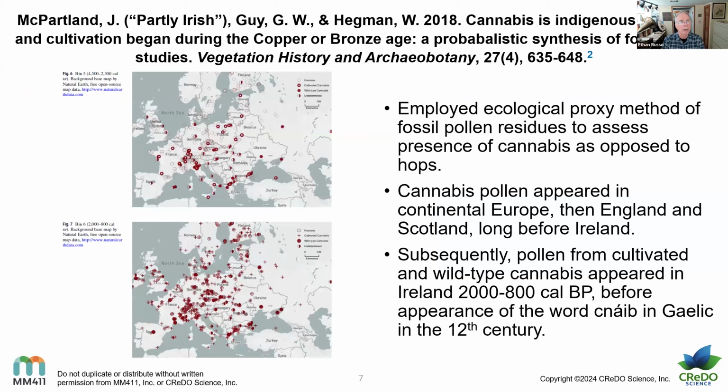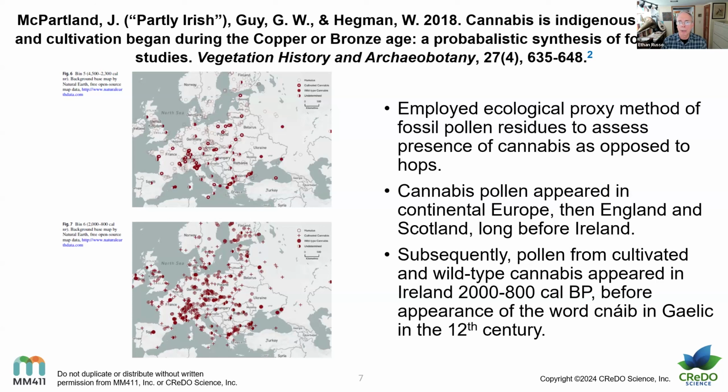In another article, McPartland and colleagues were able to show that cannabis is indeed indigenous to Europe as well as Asia, if you make the separation there. The methodology of this was interesting. It was what is called an ecological proxy method. So looking at fossil pollen residues and what other plants were around at the time.